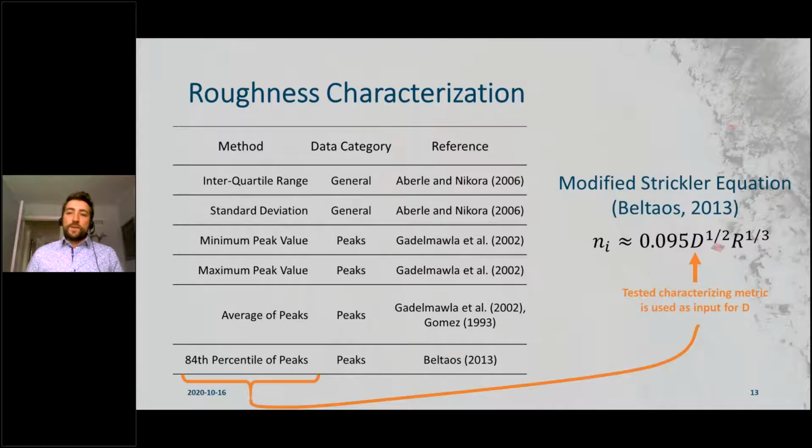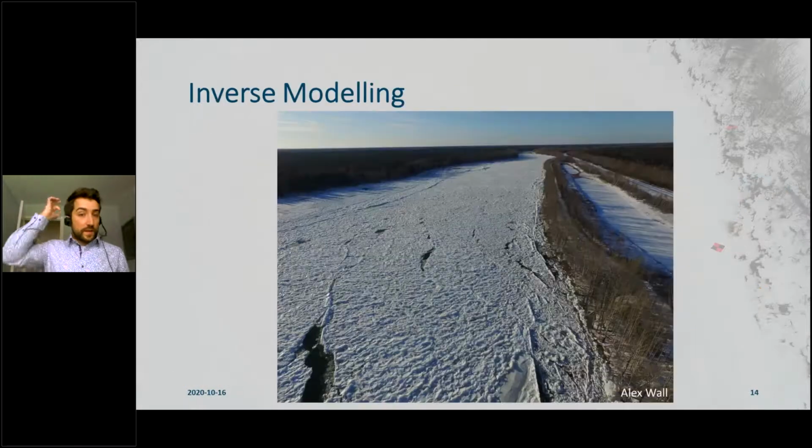So from here, there were 6 roughness height characterization methods, which were tested based on a literature review. This includes the interquartile range and standard deviation of the roughness heights. So those 2 metrics were applied to the entire general data set. And then the minimum, maximum, average, and 84th percentile of peak values were also taken off of the peak subset. And all of these values became then the D value in the modified Strickler equation on the right. So that's a representative roughness height. And then when multiplied through the equation and with hydraulic radius, the result is the Manning's N for that ice cover. So we've got these 6 metrics.